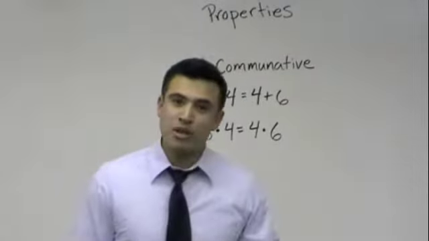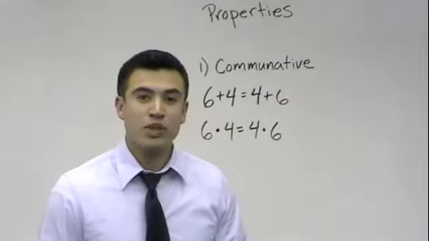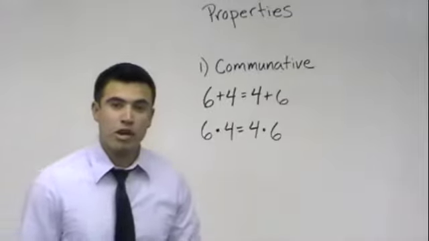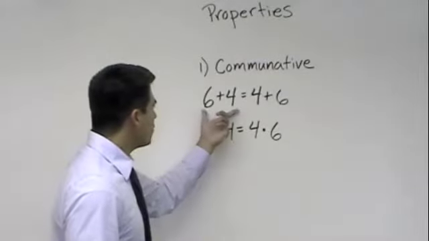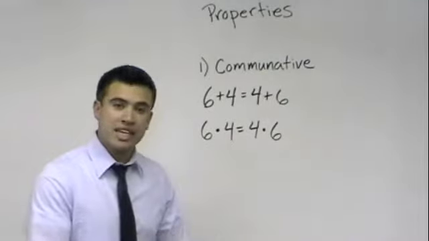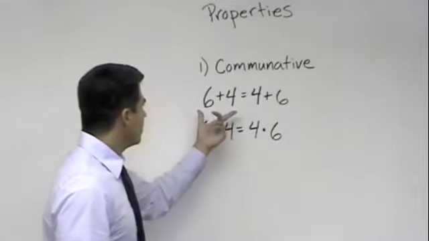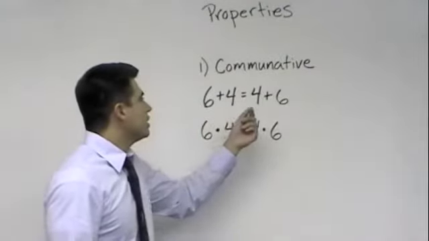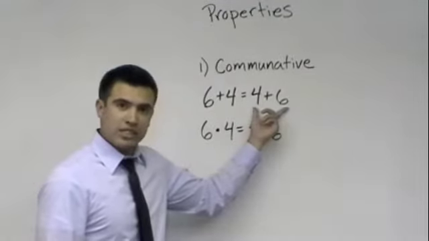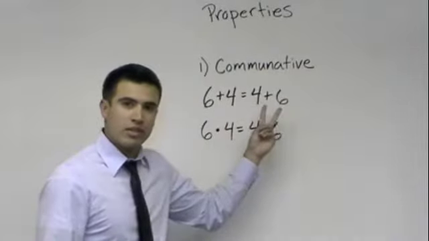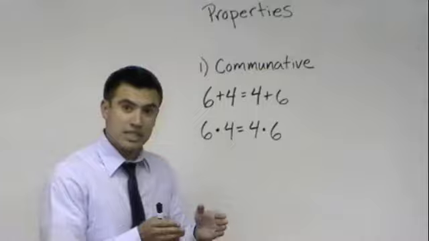And the first property we're going to be talking about is commutative property. So here's the key thing that I want you to remember with commutative property. No matter how you add the numbers or multiply the numbers, the answer will always be the same. So here's an example. 6 plus 4 is 10, right? Good. What about 4 plus 6? The answer is 10 also. You can see that the numbers got added in a different order, but the answer was 10.